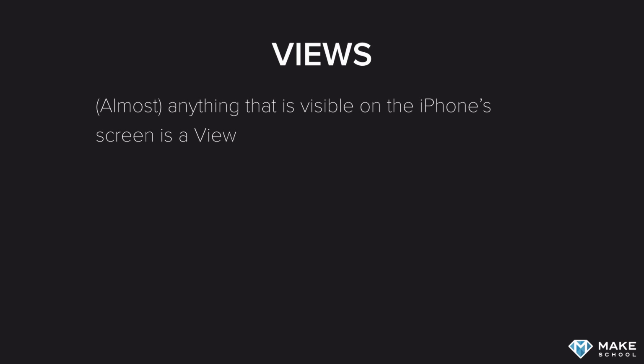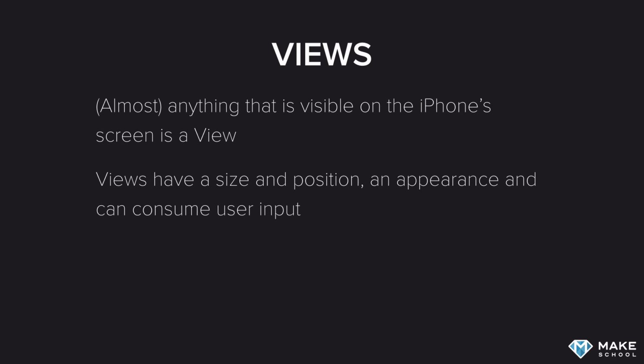Essentially, anything that can be displayed on a screen is a view. Views have a couple of important properties. These include the size, a position, its appearance, and also that they can consume user input. We have already seen different views, for example, text fields that allow the user to input text, and buttons that allow the user to tap and allow our application to respond to these taps.